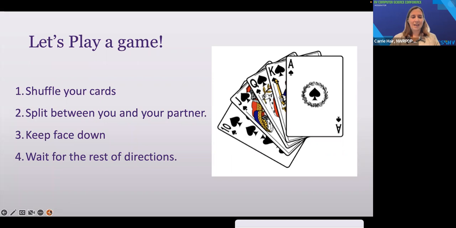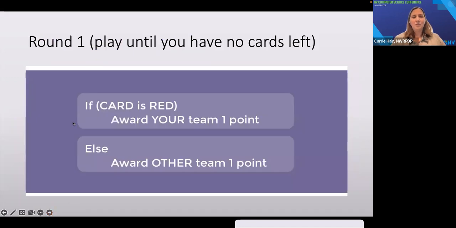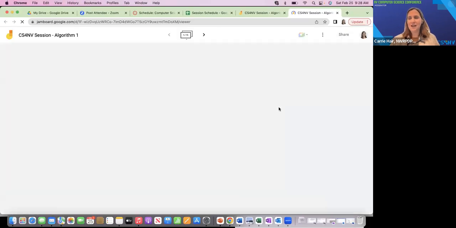So we're going to play a game, and it's really just to start thinking about algorithms, because algorithms are a really big part of computer science. So we're going to play round one, and you're going to play until you have no cards left. I'm going to give you 3 rounds, and I'm going to pull up the Jamboard so you can see what that looks like.